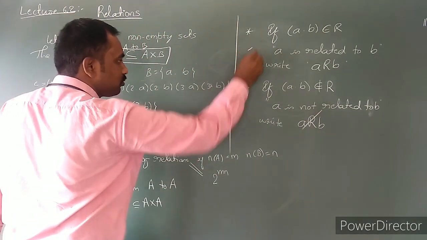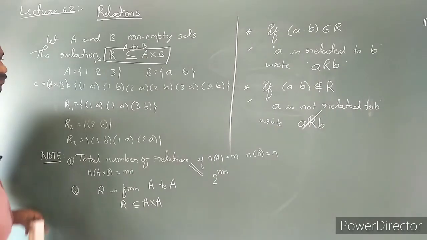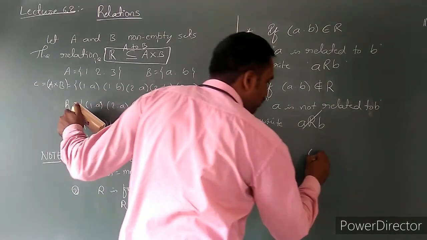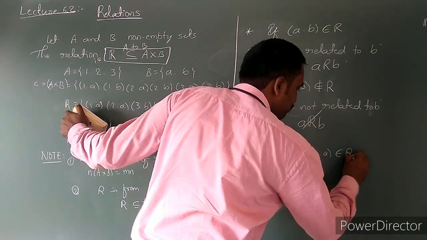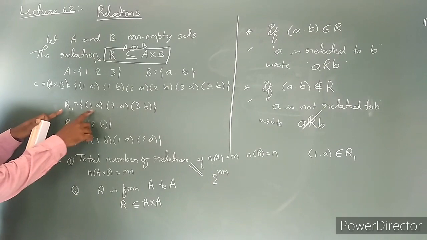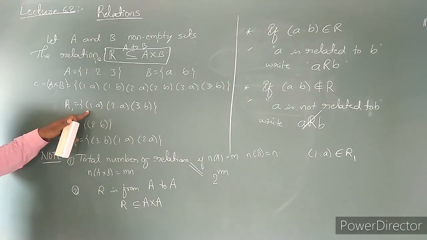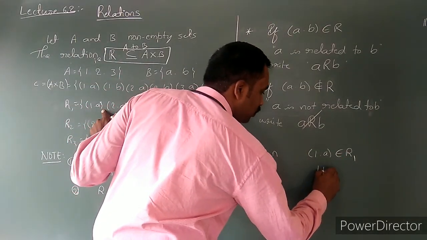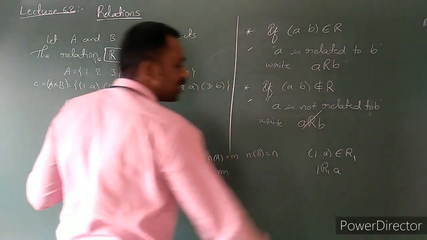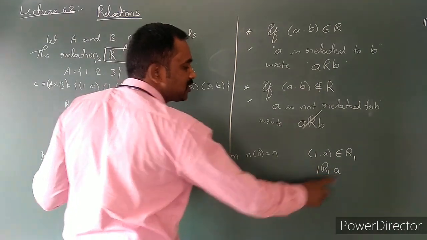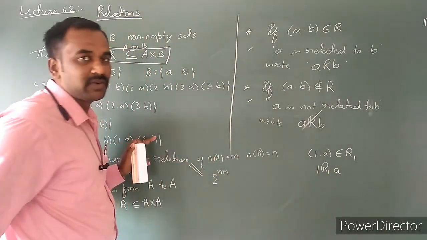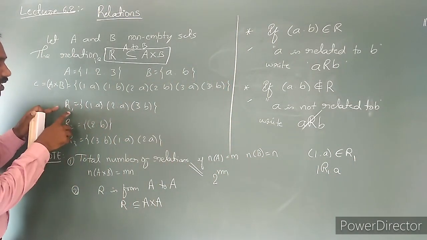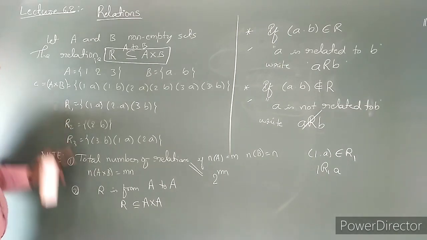For example, for these two points, I will take an example. Suppose R1 is that. Can I say that 1 comma A is present in R1? 1 comma A belongs to R1. That means 1 is related to A. That means 1 R1 A, which is nothing but 1 is related to A in the relation R1. We can write it as R1, no problem, because I am writing several relations, so that is a different name I have given, R suffix 1.